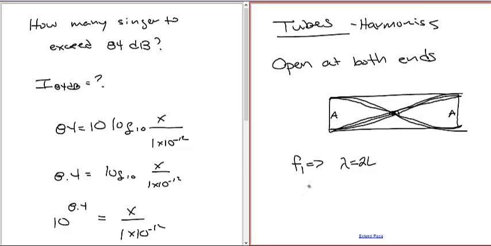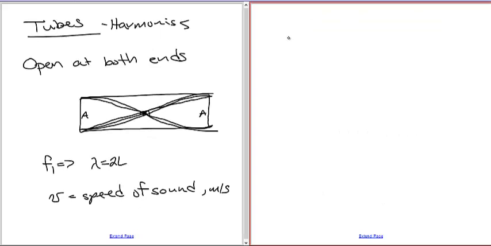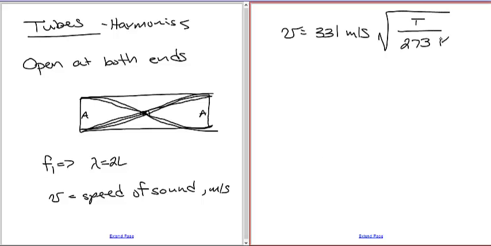Now, we still use v for the speed, but in this case, it's the speed of sound, not the speed of the wave on a string. So we have the speed of sound in meters per second. And remember, I can either give it to you or you can calculate it if you're given the temperature. It's 331 meters per second times the square root of the absolute temperature divided by 273 Kelvin. So if it's greater than 273 Kelvin, the speed is going to be higher than 331. If it's less, the other way around.